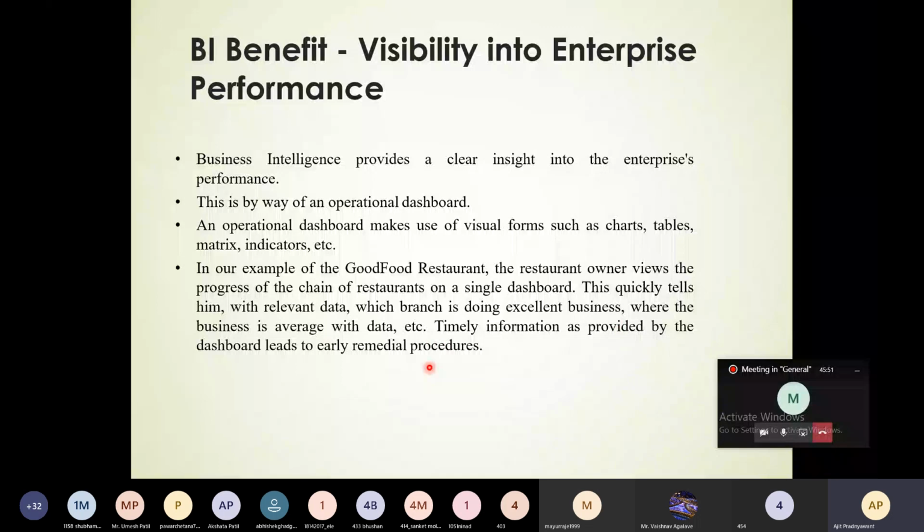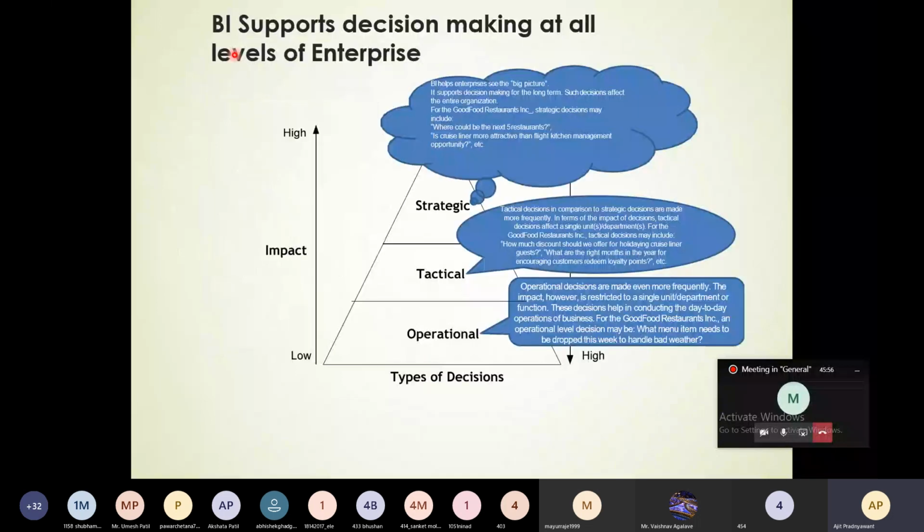BI supports decision making at all levels of the enterprise. These are the types of decisions: operational, tactical, and strategic. Impact is from low to high. Operational decisions are made even more frequently. The impact, however, is restricted to a single unit, department, or function.